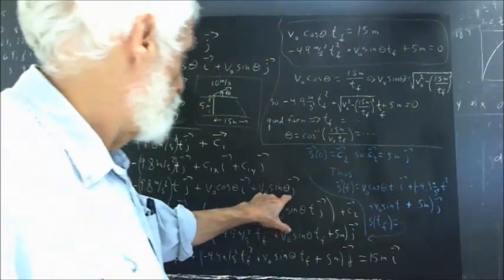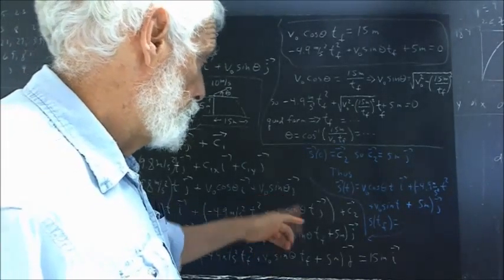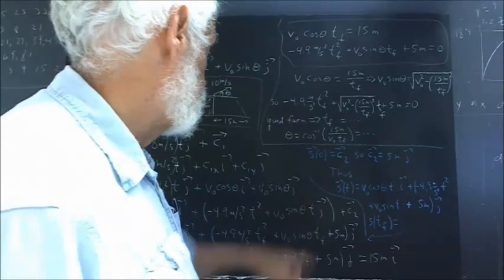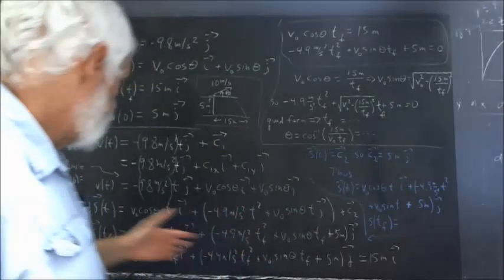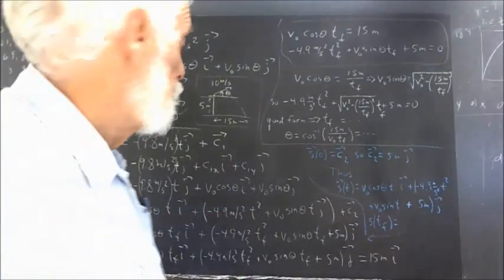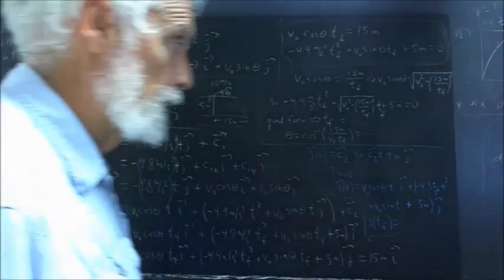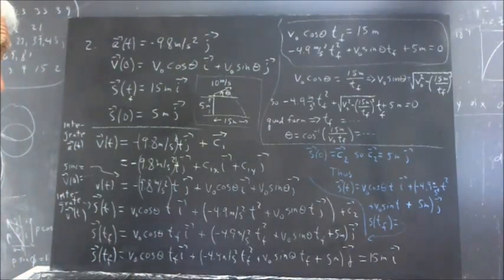And integrating v naught sine theta with respect to t, our antiderivative is going to be v naught sine theta times t. Now there are integration constants both here and here, but we just combine those into a c2 vector, so our integration constant is going to be our c2 vector.